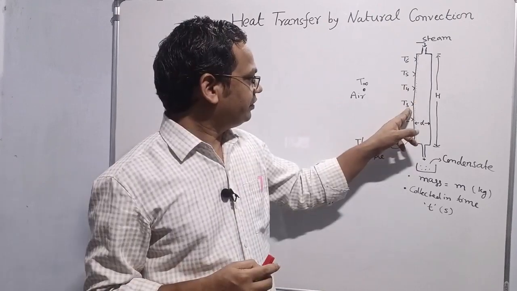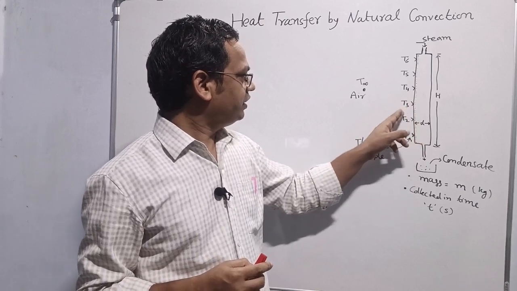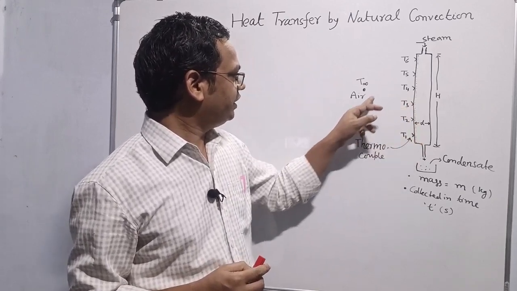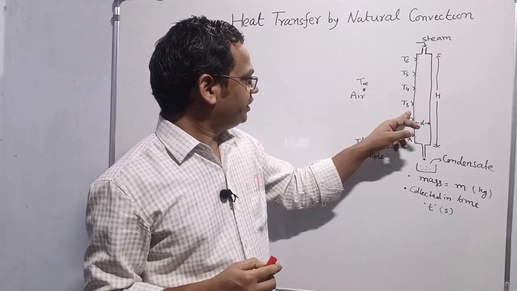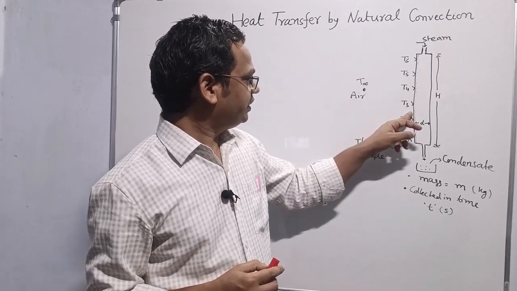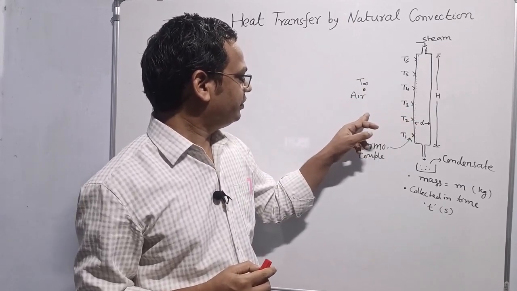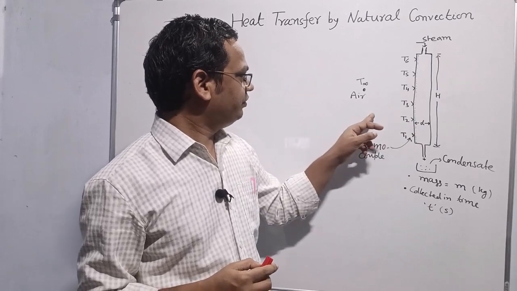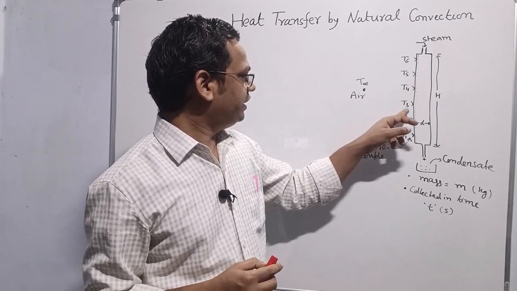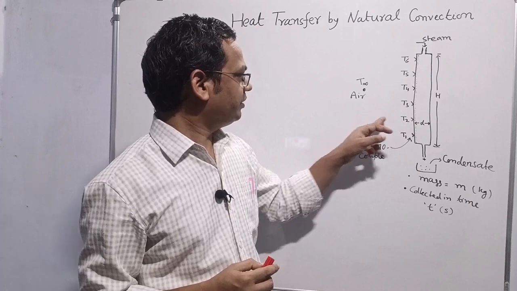Here heat is transferred from the outer surface of the tube to the surrounding medium. Surrounding medium is air, which is still. That means heat will transfer from the outer surface to the surrounding medium by natural convection, which is originated due to the density difference caused by temperature gradient.